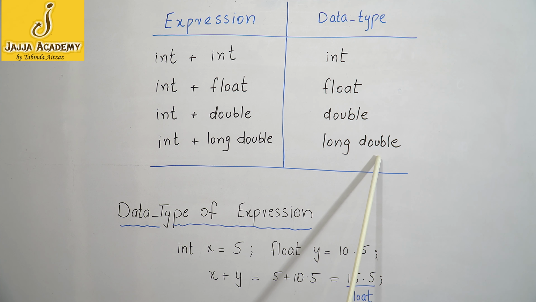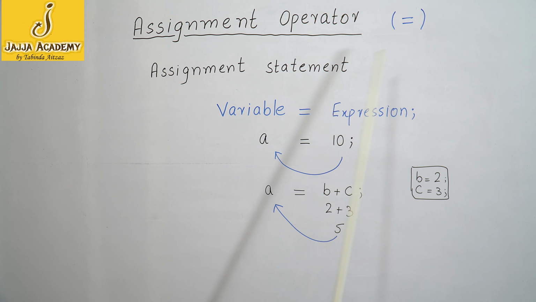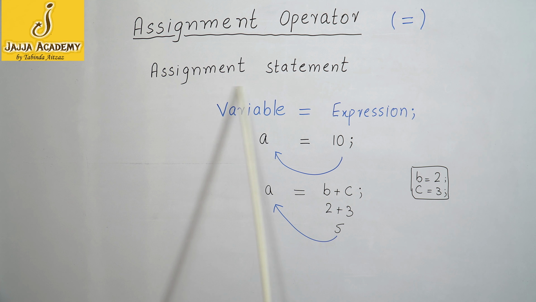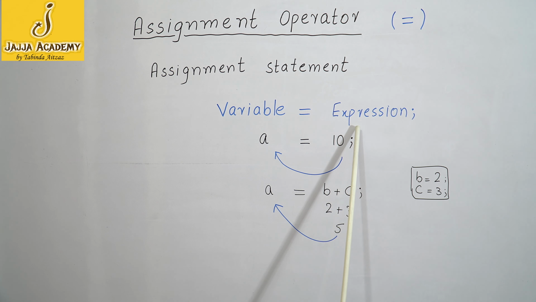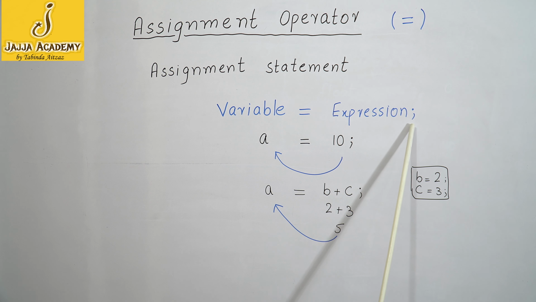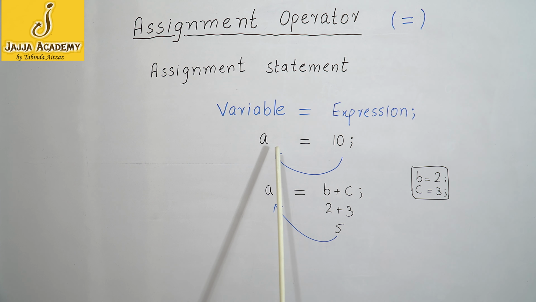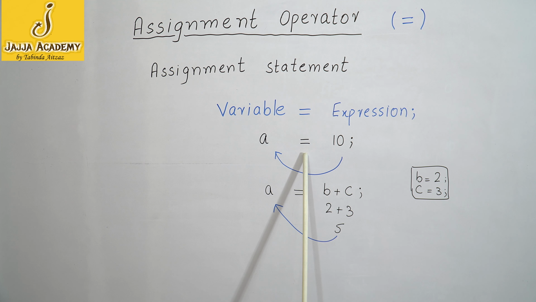The equal to sign is known as the assignment operator, and a statement having an assignment operator is known as an assignment statement. The syntax of writing an assignment statement is: variable is equal to expression, and then terminated by a semicolon. For example, A is equal to 10. This is an assignment statement and this operator, the equal to sign, is known as the assignment operator.